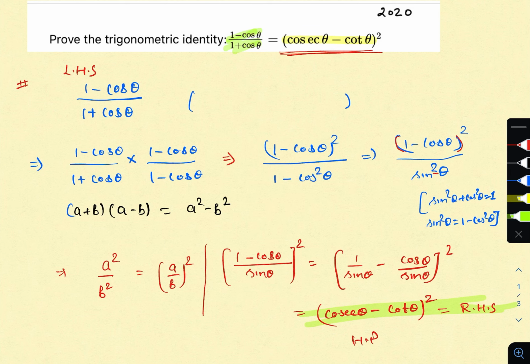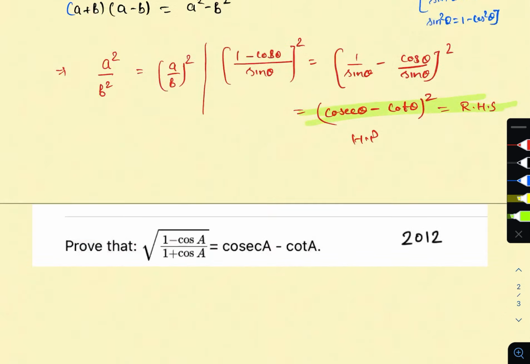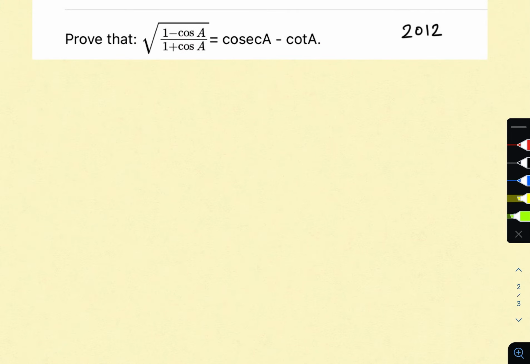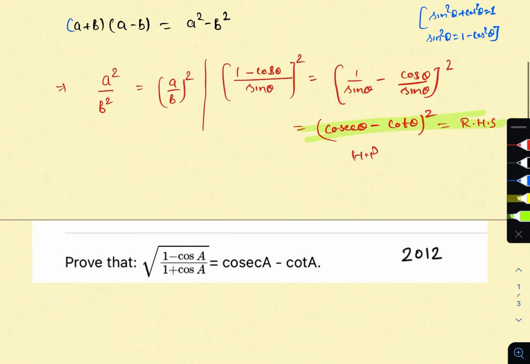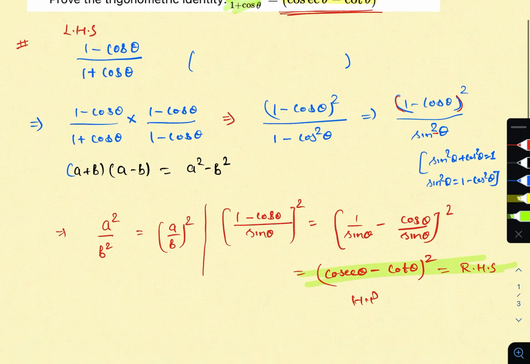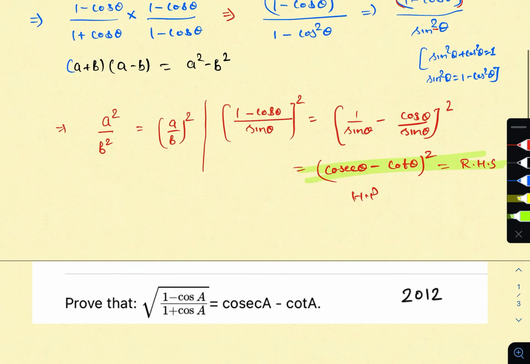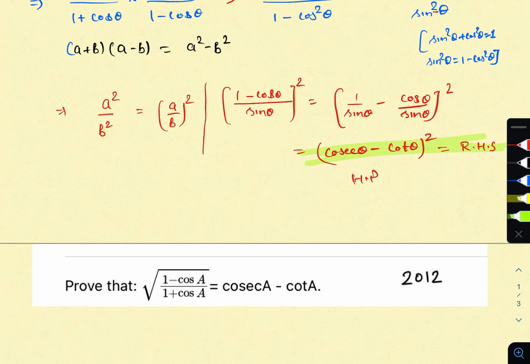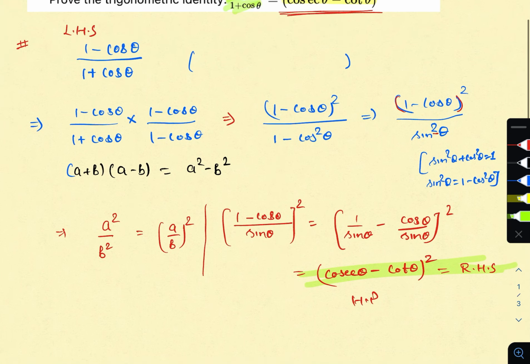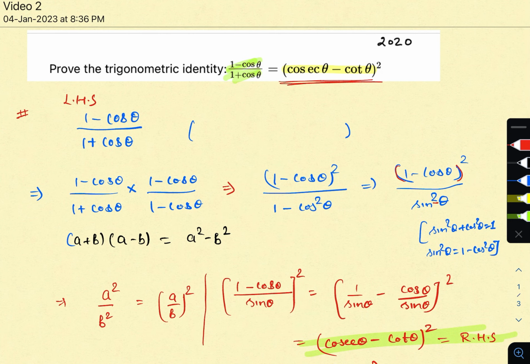So my next question is very interesting. You can see here, you can compare it. In the first question we are having 1 minus cos theta upon 1 plus cos theta. In the next question we are having the whole thing under root. So what we will do, we can write here, taking square root on both sides. So it will convert into a new function, or you can say a new question.